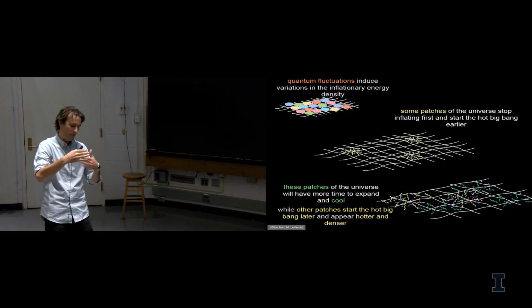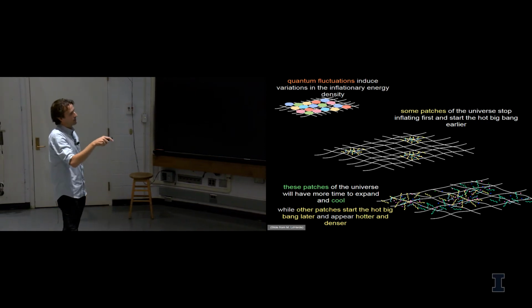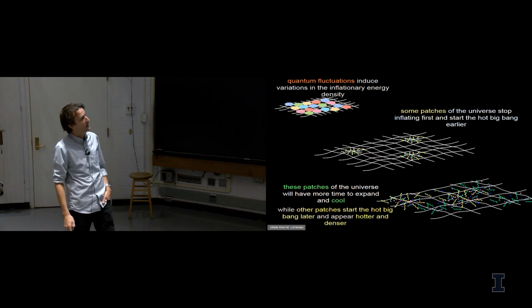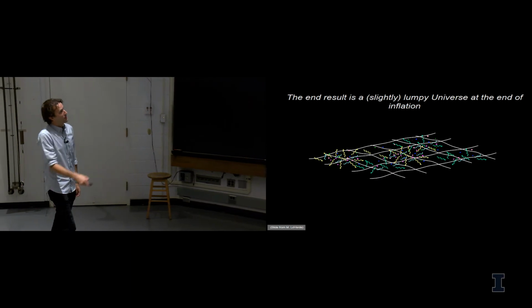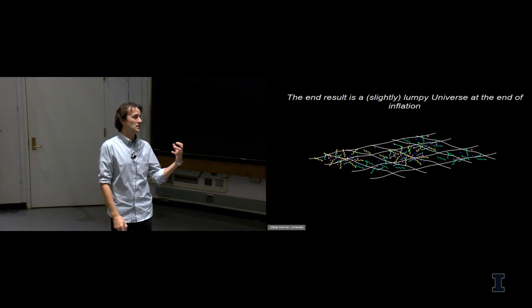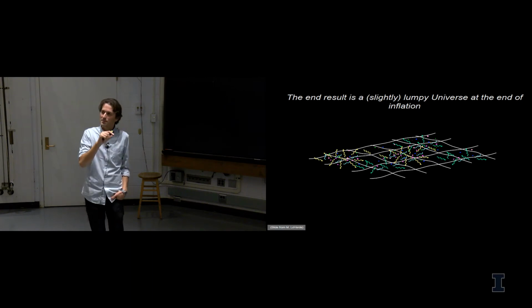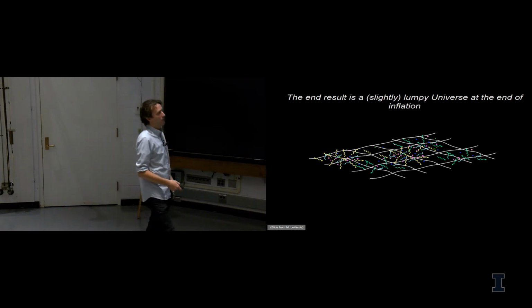So the regions that stop inflating later start the hot Big Bang later, and these have less time to expand as we see them today, and the universe correspondingly appears hotter and denser in these locations. So the end result is a very slightly lumpy universe at the end of inflation. These are still quantum mechanical fluctuations, and so the fluctuations that you get at the end are still small, but as I mentioned, we only want small things. We only see small fluctuations in the microwave background, and so that's all we want to make. Yes?